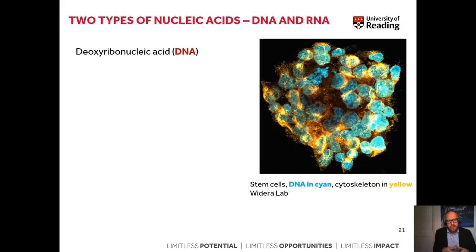In our cells, there are two types of nucleic acids, DNA and RNA. What you can see here on the right hand side is a cluster of stem cells. Each of those balls is an individual stem cell stained with a dye which is able to bind to DNA. Therefore, all of the dots appearing in cyan are nucleic acids.